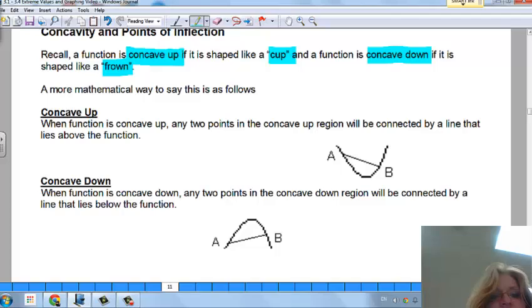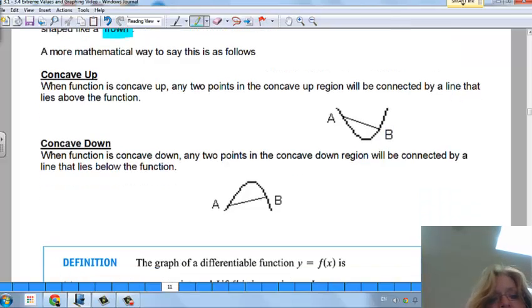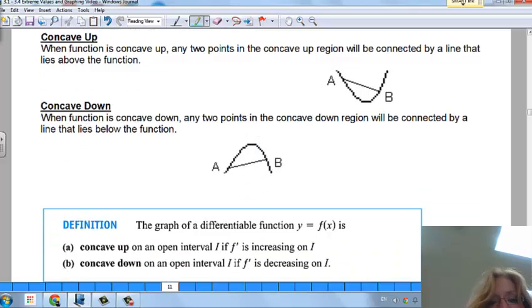When a function is concave up, any 2 points in the concave up region will be connected by a line that lies above the function. Okay? When a function is concave down, any 2 points in the concave down region will be connected by a line that lies below the function. So that's the mathematical way to say it.